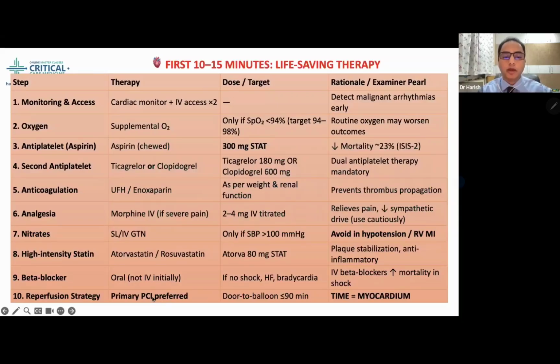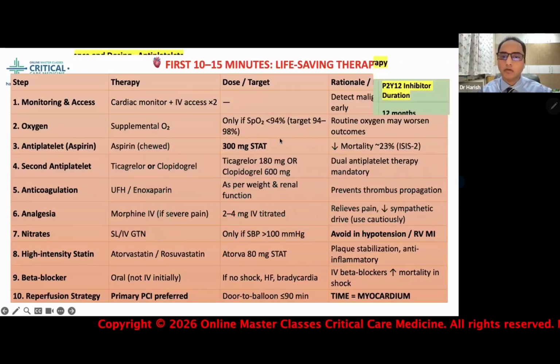You need to plan, either primary PCI or thrombolysis. If the door to balloon time is less than or equal to 90 minutes, then you can straight away take for PCI if you have a cath lab with a PCI facility. So time is equal to myocardium. It is very, very important in acute coronary syndrome.